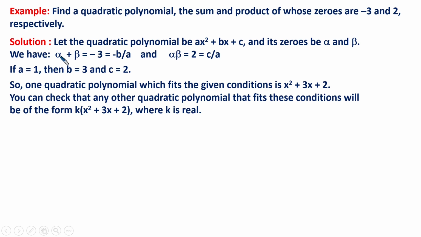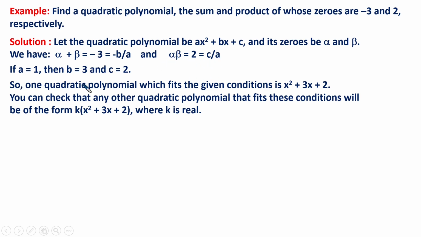As we have seen, alpha plus beta is minus b by a, and alpha times beta is 2 given here. And we have seen that alpha into beta is c by a for this quadratic equation. So I now have two equations and two unknowns, so it is very easy to solve. If a is equal to 1, then b equals 3, and if a is 1, c is equal to 2.